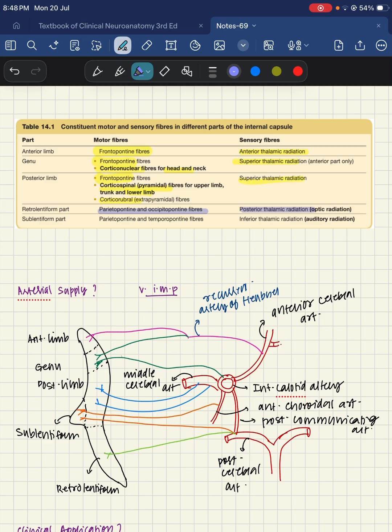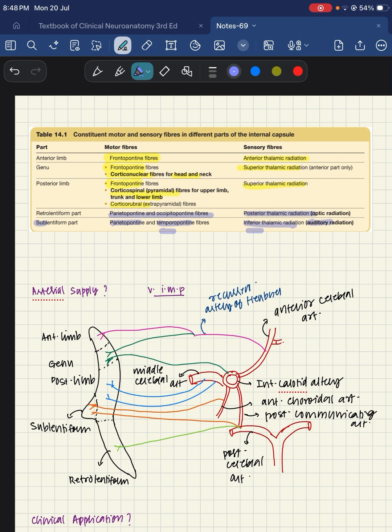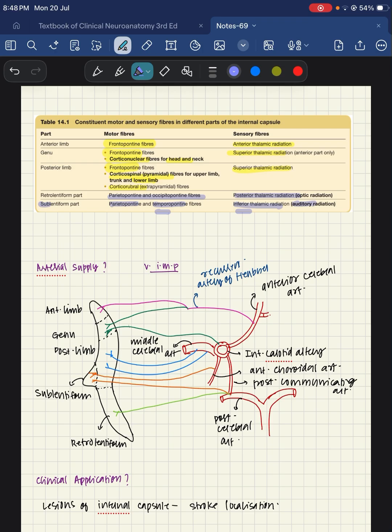Sublentiform part, sub means what? Below. Parietopontine and temporopontine are the ones which are mainly there, and the inferior thalamic. So you can just correlate. Sub means basically below. The temporal lobe is below, and inferior also means below. So inferior thalamic radiations, which are again going to the temporal lobe itself. Okay, auditory radiations. So that is a summary of this.